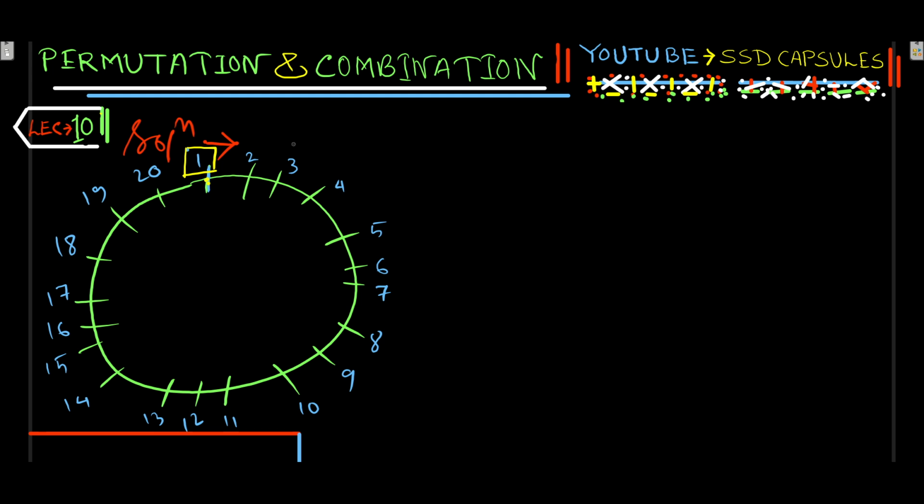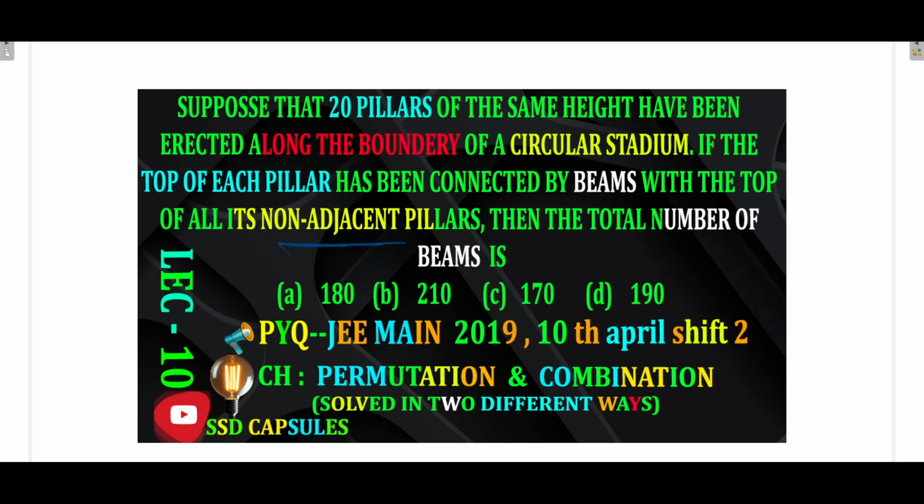except the adjacent pillars. That is, we cannot connect pillar number 1 with pillar number 2, and we cannot connect pillar number 1 with pillar number 20 with the help of beams. That is the same thing as saying the top of each pillar has been connected by beams with the top of all its non-adjacent pillars.